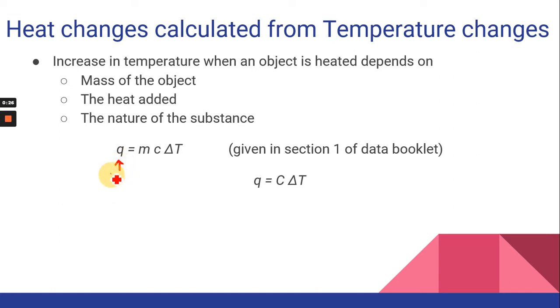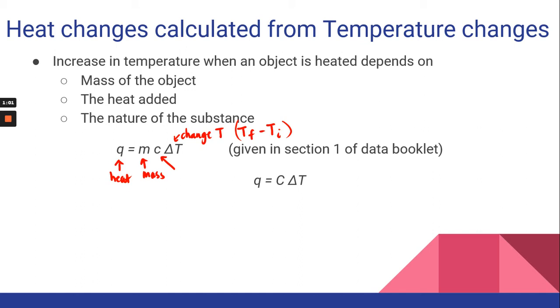Q would be the heat, m is the mass, c is the specific heat, which tends to be given to you, and for water it's 4.184 joules per gram Celsius, and that's in your reference tables. And then here we have the change in temperature. To find the change in temperature, you would do the final temperature minus the initial temperature. So that change in temperature is sometimes negative.